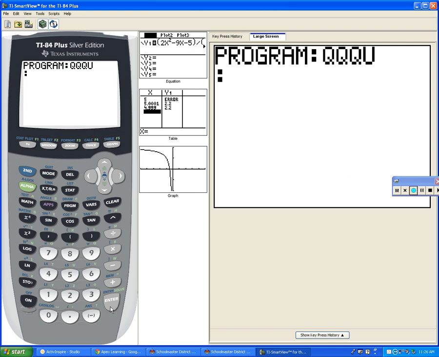Q is above the 9. The keyboard on these is a pain. It's not the one that you're used to on a computer. So it's in alphabetical order, which is hard to find. Okay? Ready?